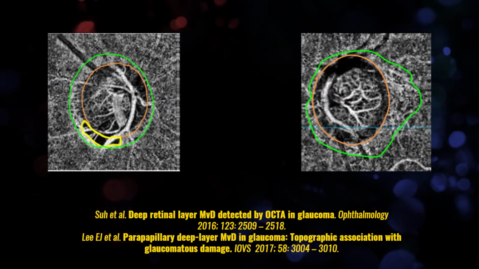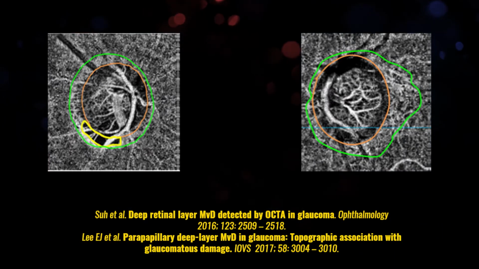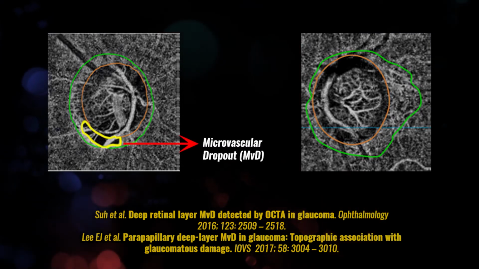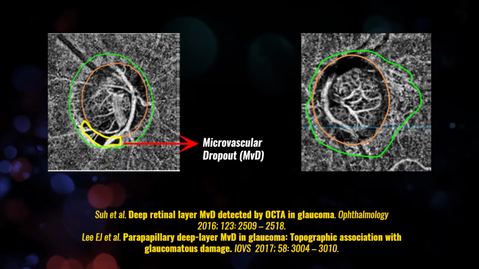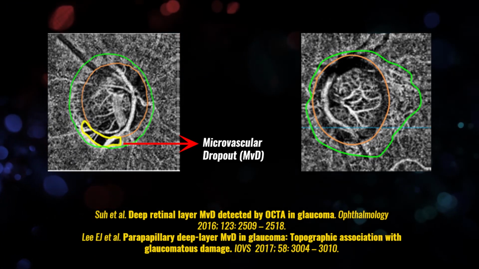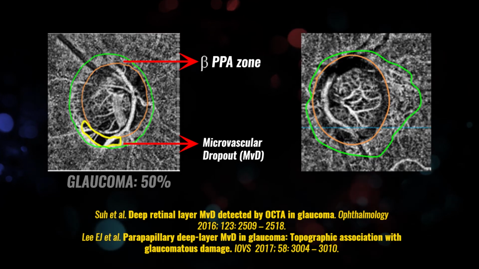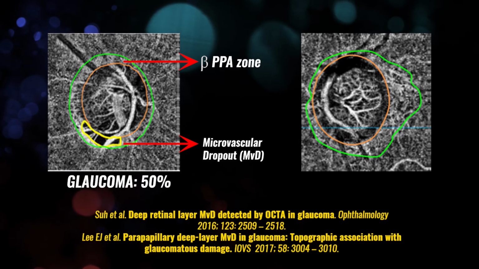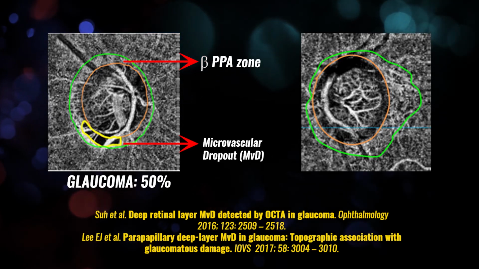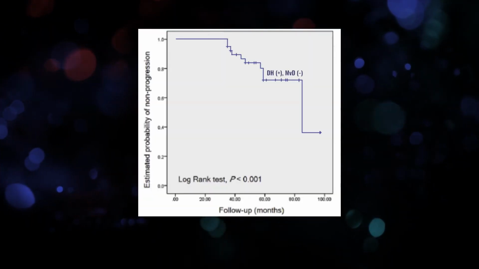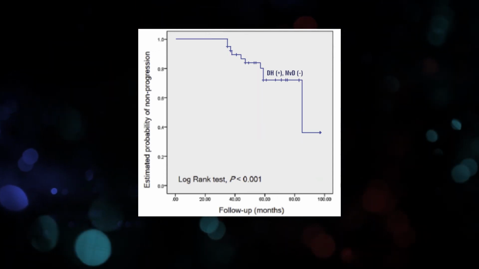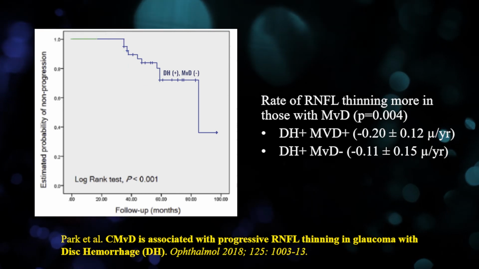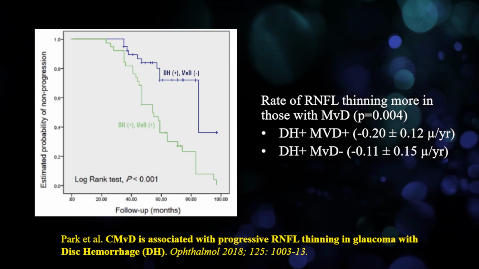Apart from this, a new OCTA biomarker for glaucoma has also been identified. Microvascular dropout is the complete loss of microvasculature in the deep retinal and choroidal layers of the parapapillary zone, which is seen in almost 50% of eyes with primary open-angle glaucoma compared to none in controls. The presence of this microvascular dropout was found to be independently associated with progressive RNFL thinning and hence is also a biomarker for glaucoma progression.